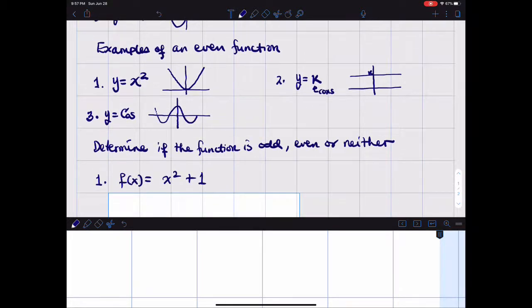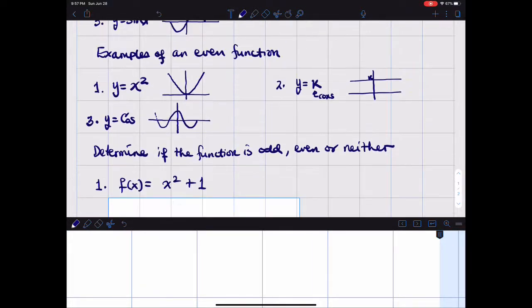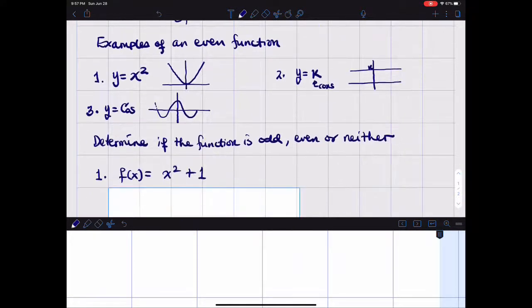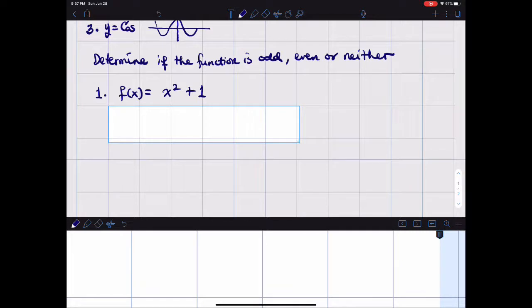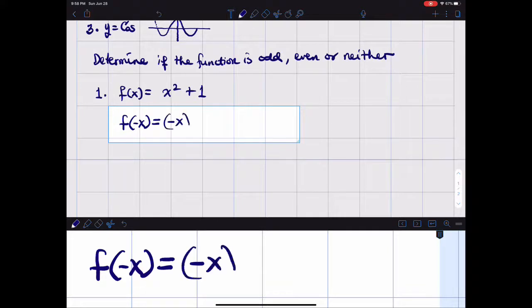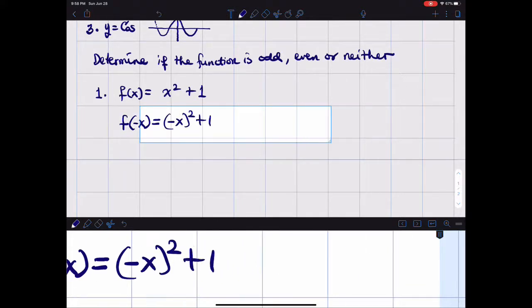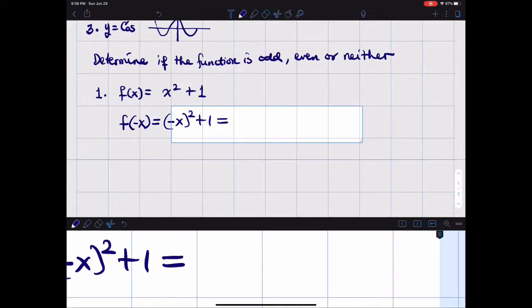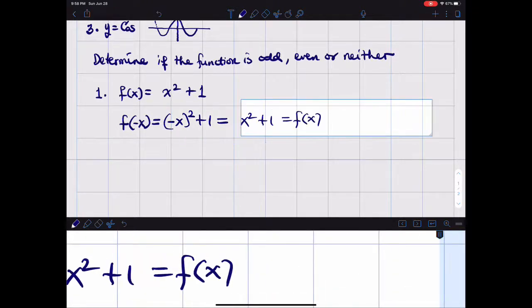But we can do this just from the definition of an odd and even function. What is the definition? We start with f of negative x. If f of negative x ends up being f of x, then it's even. So f of negative x is negative x squared plus 1, which is just equal to x squared plus 1, which is f of x. So the function is even.